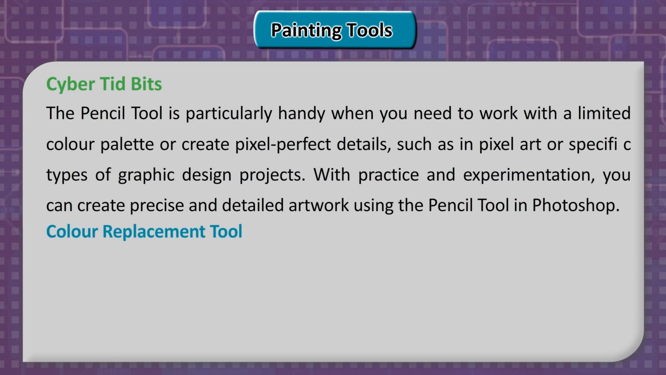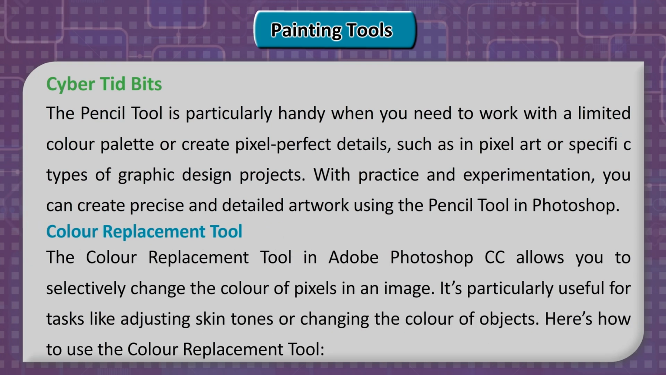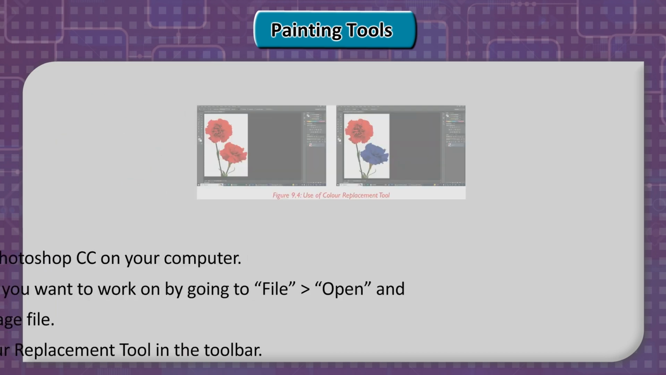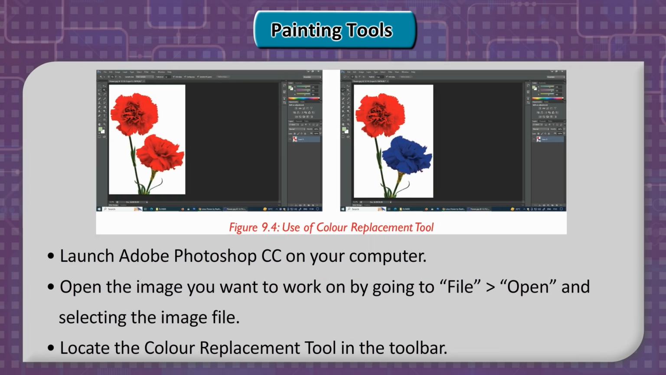Color replacement tool. The color replacement tool in Adobe Photoshop CC allows you to selectively change the color of pixels in an image. It's particularly useful for tasks like adjusting skin tones or changing the color of objects. Here's how to use the color replacement tool. Launch Adobe Photoshop CC on your computer.